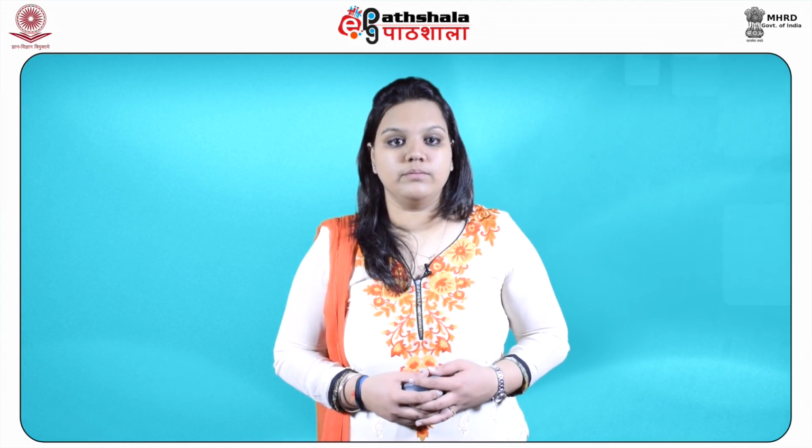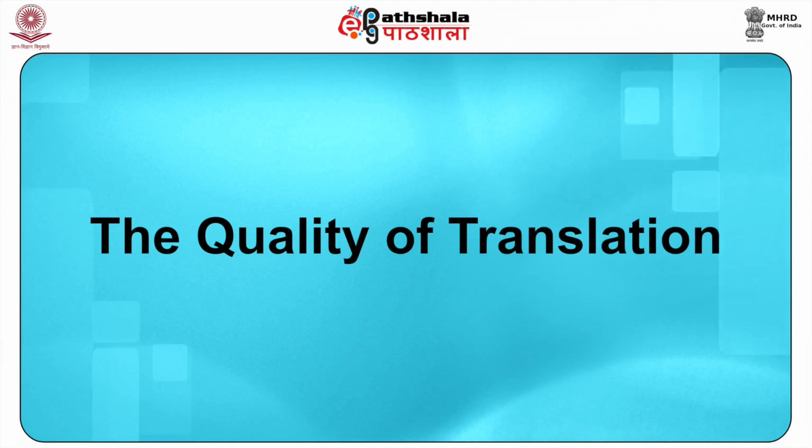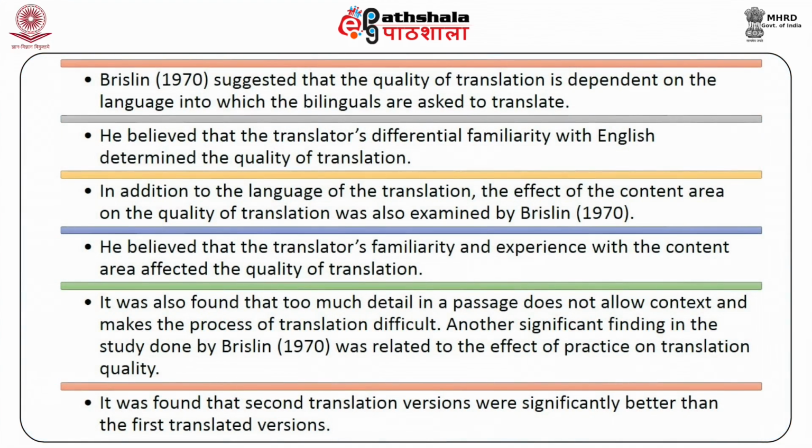Fourth, the quality of translation. Brislin in 1970 suggested that the quality of translation is dependent on the language into which the bilinguals are asked to translate. He believed that the translator's differential familiarity with English determined the quality of translation. In addition to the language of the translation, the effect of the content area on the quality of translation was also examined by Brislin in 1970. He believed that the translator's familiarity and experience with the content area affected the quality of translation.